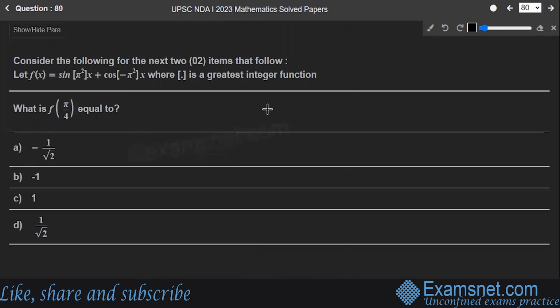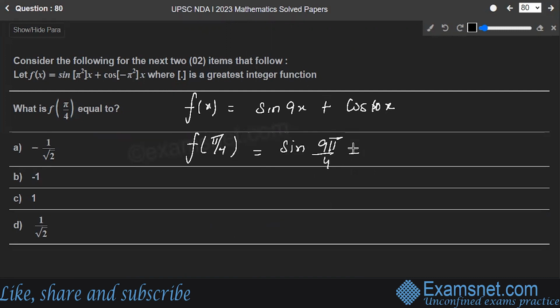Next is question number 80. Same question, you have to find out f of pi by 4. So we solved it, right? We already have the value of f(x), that was sine 9x plus cos 10x. So f of pi by 4 is equal to sine 9 pi by 4 plus cos 10 pi by 4, which is sine 9 pi by 4 plus cos 5 pi by 2.